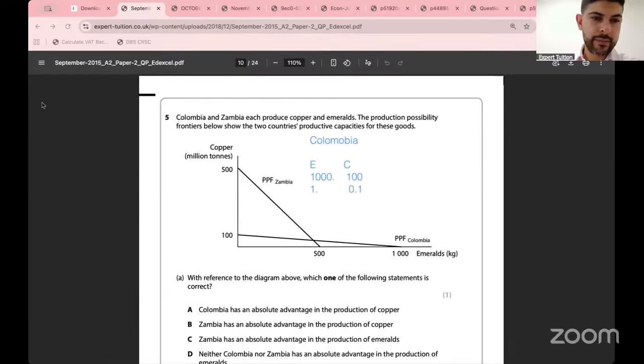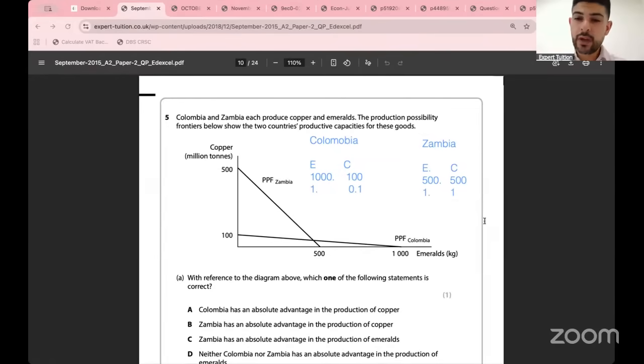Zambia is much easier. Hopefully you can almost work it out already in your head, but we should do it together just to make sure it makes sense. Again, emeralds on one side, copper on the other side. If Zambia do nothing but emeralds, how many emeralds can they make? They can make 500 kilograms. And how much copper do they give up? They give up 500 million tons. And therefore, for one, how did I make it become one? I divided it by 500. So 500 divided by 500 is one.